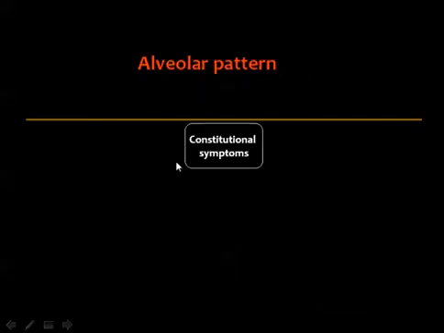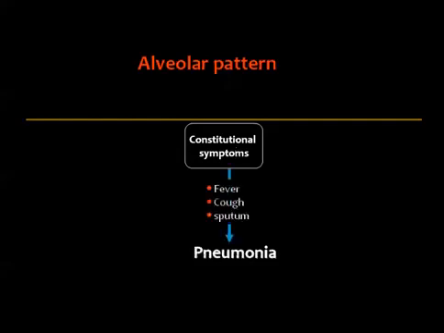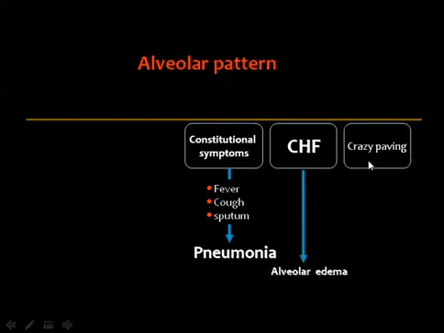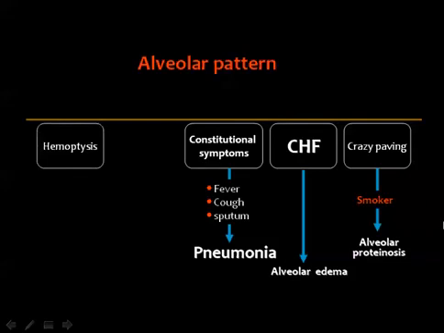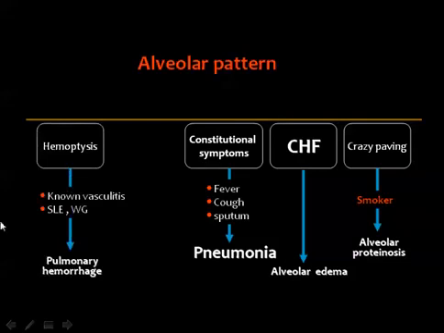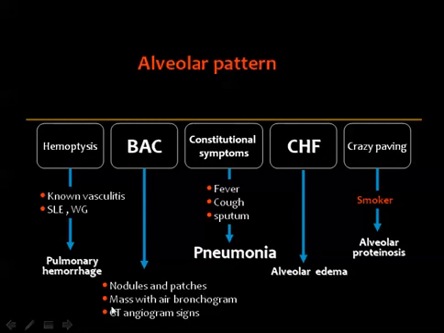Alveolar pattern: constitutional symptoms, fever, cough, pneumonia. Okay. Then chronic congestive heart failure, alveolar edema. Crazy paving, alveolar proteinosis, which is intimately related to smoking. Hemoptysis is pulmonary hemorrhage, and there should be a known history of vasculitis like systemic lupus, Wegener granulomatosis. Bronchoalveolar carcinoma: nodules and patches, mass with air bronchogram and CT angiogram sign. You remember, patches and nodules is very specific, more or less, and mass with air bronchogram and CT angiogram sign.